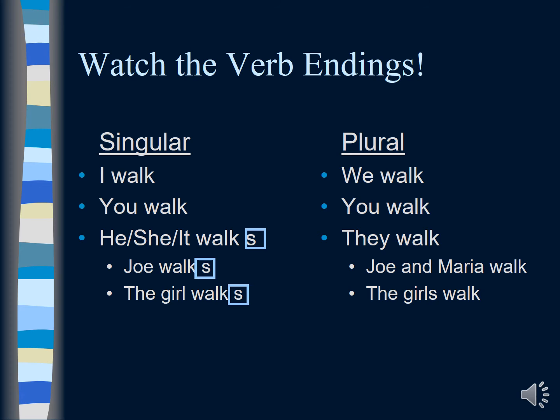And for the plural form, we is plural, so the verb should have no s. You is plural, and they, so they shouldn't have any s at the end of the verb. Joe and Maria is plural because there are two subjects. So the verb should have no s, walk. And the girls is also in plural form, so the verb walk should have no s.